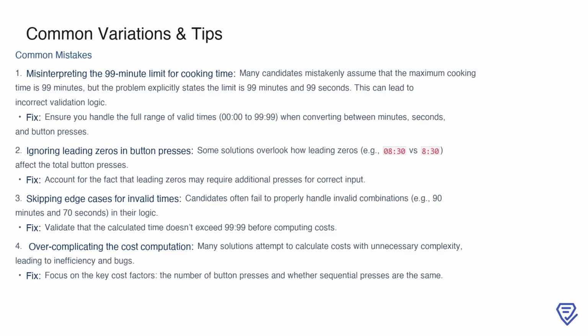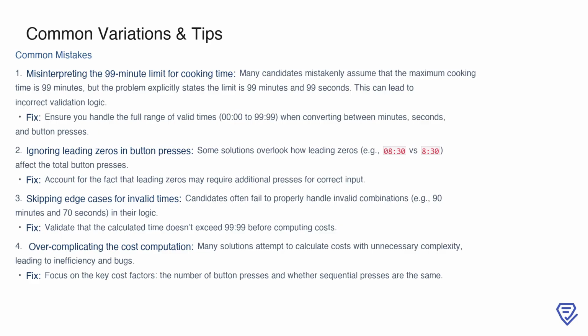Another issue involves ignoring leading zeros when calculating button presses. For example, entering 8:30 and 08:30 might seem identical for cooking time, but they require different button presses due to the leading zero. Always account for this when determining the cost. Additionally, edge cases for invalid times, such as 90 minutes and 70 seconds, are often overlooked. You need to validate that the total time doesn't exceed the 99:99 limit before proceeding with cost computation.